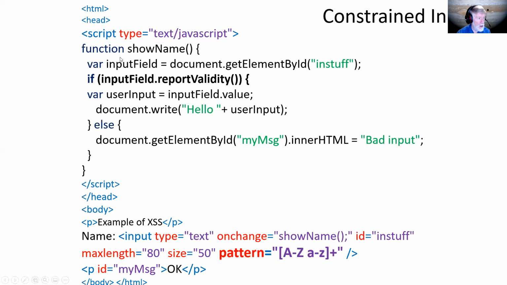And then up here in the show name, we've added an if statement. If input field, because we got the input element, document get element by ID in stuff, where in stuff is the ID of the input field. And we got that. So input field is, well, the input field. Then we called report validity on it. And it returns true or false. So if it's true, then we're going to get the input. We're going to then say hello. Otherwise, it's going to display the message bad input. We've added an output field here. So let's give it a shot.